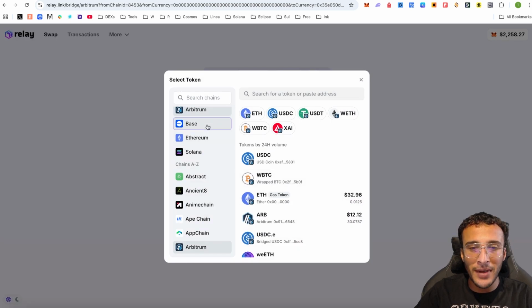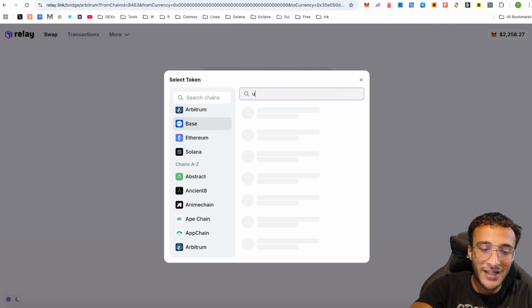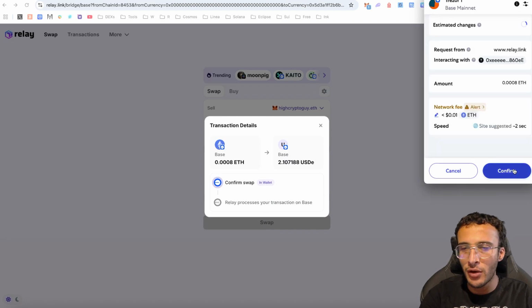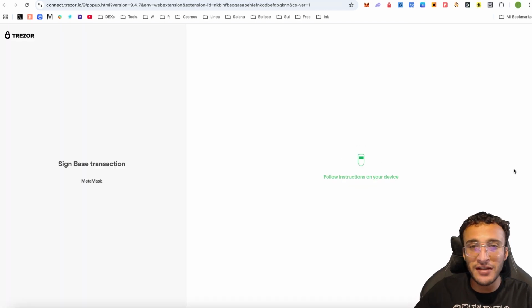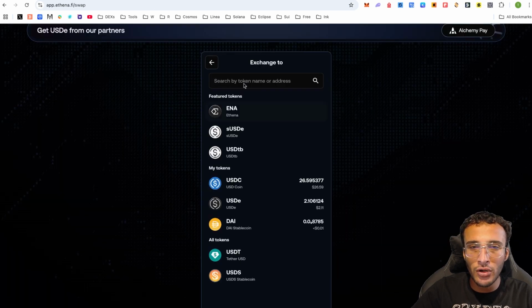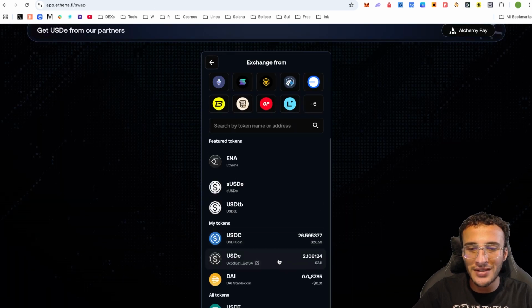Down below on the base network, we now want to search for USDE, which is going to be, of course, the Ethena stablecoin. You're then going to choose an amount. Once again, I'm roughly getting $2. I know it's not that much. However, we're going to now take these USDE tokens over to the Ethena protocol. Once again, we've now got our tokens, and we can see here that we've got USDE that appears.